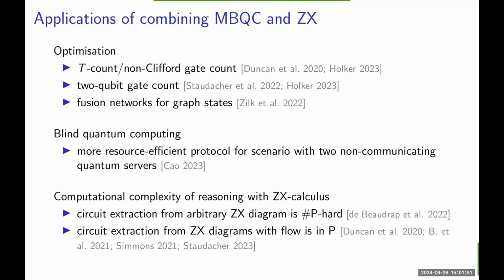And then looking more at the ZX calculus itself, it was recently shown that translating an arbitrary ZX calculus diagram into a quantum circuit, even if we know it's unitary, is something that's NP-hard. But if we've got a ZX diagram with flow, we know that we can translate that into a circuit in polynomial time. And it is in fact very easy to take a completely generic ZX diagram and bring it into this MBQC form so that we can decide whether or not it has flow. And so this circuit extraction procedure for ZX diagrams with flow is really the most general efficient algorithm that we have for taking a ZX diagram and turning it into a quantum circuit.